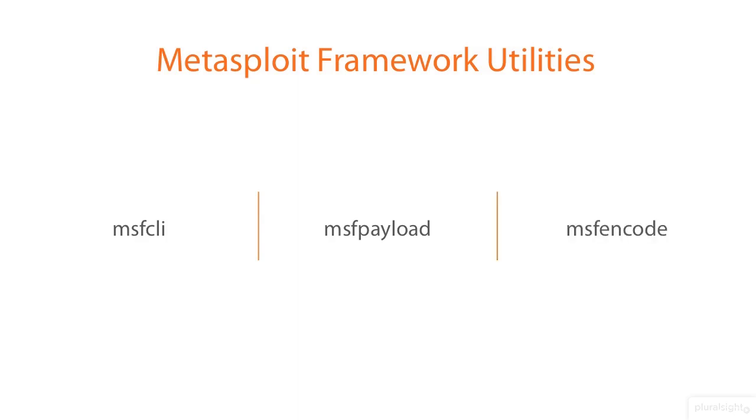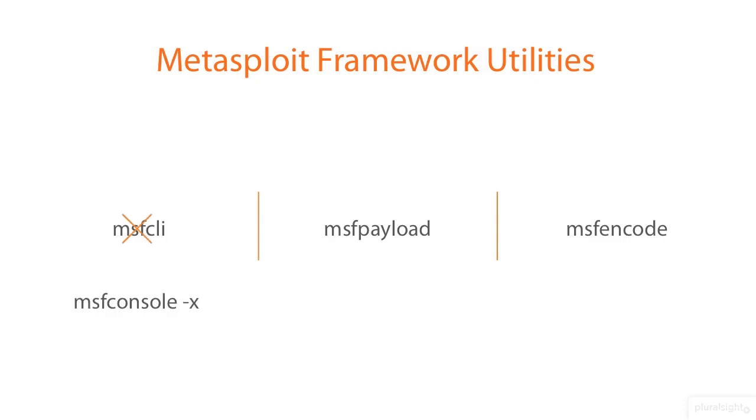MSF Encode takes payloads and alters them to avoid detection. Antivirus tools have signatures for the Metasploit payloads and can easily detect them. This tool alters the payloads to make signature-based detection more difficult. These three were key utilities in the Metasploit framework, but things have changed.